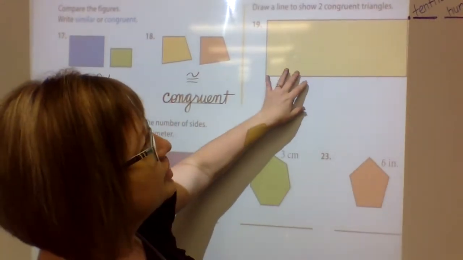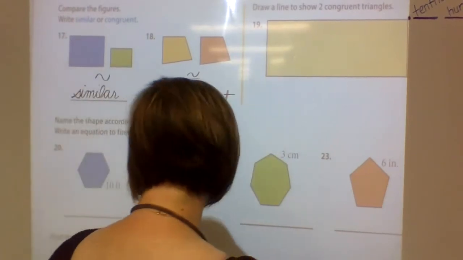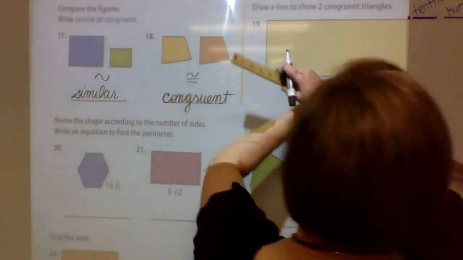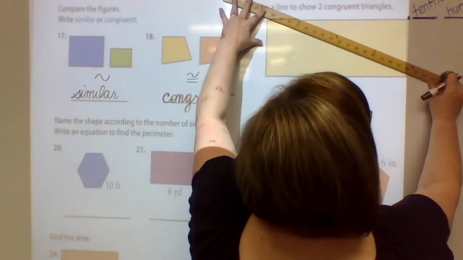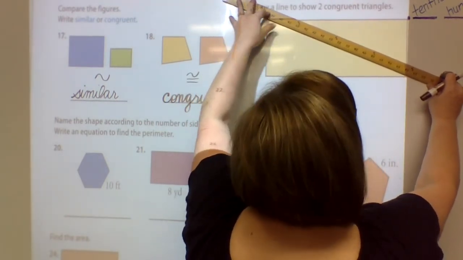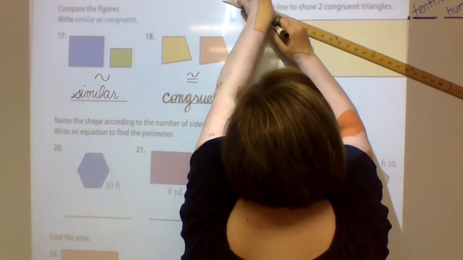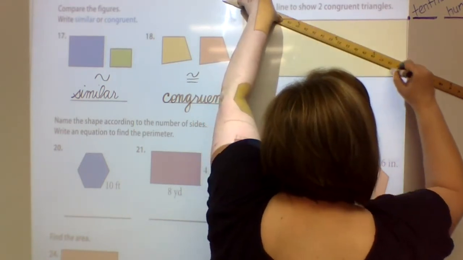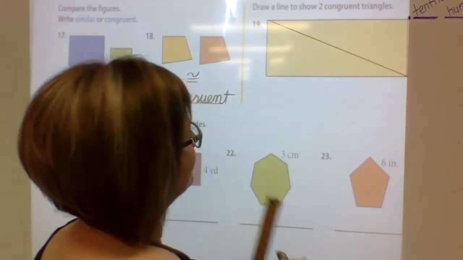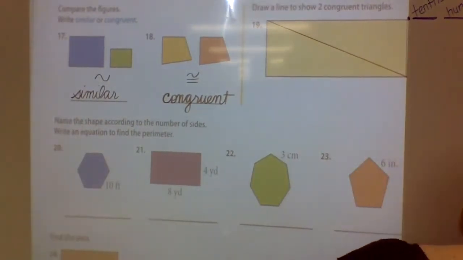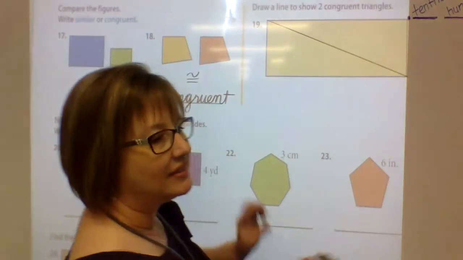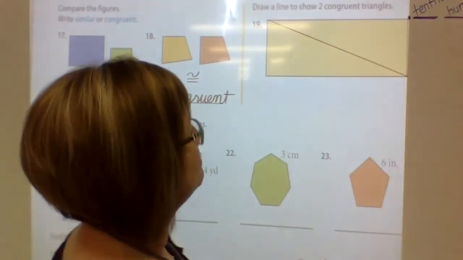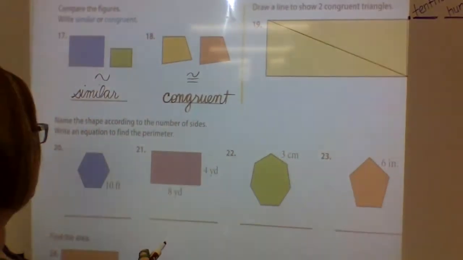Okay, draw a line to show two congruent triangles. All you had to do is get a nice straight line. You didn't have to do it nice and straight, but I like things nice and straight. You take it from one corner to the other. If you make a diagonal, it'll make exactly two triangles that are exactly congruent. The same size, same shape, but they're a reflection. So you'd flip it over. Actually, you'd have to flip it and turn it over, and it becomes the exact same size and shape.